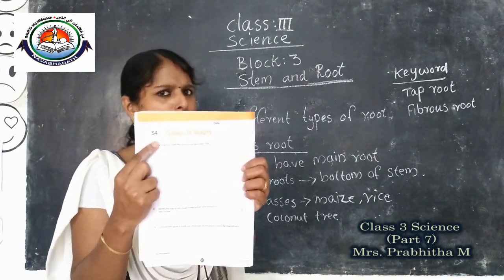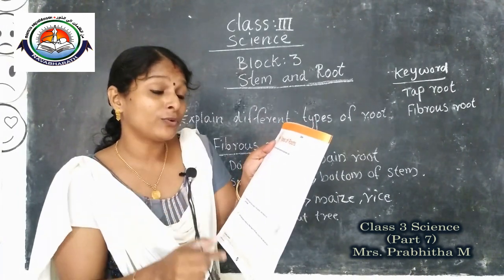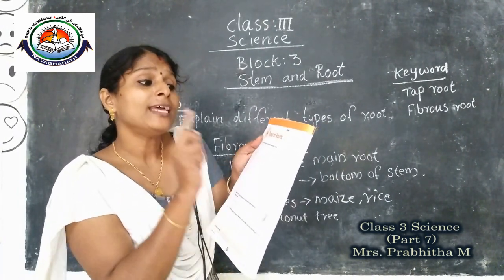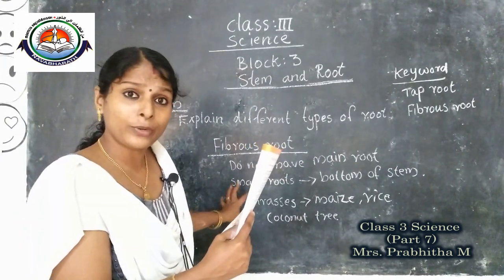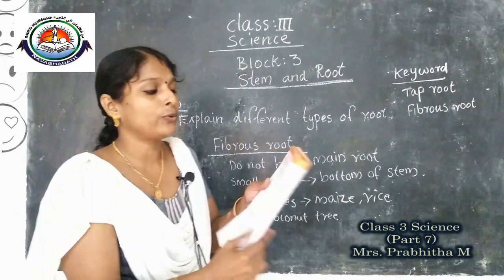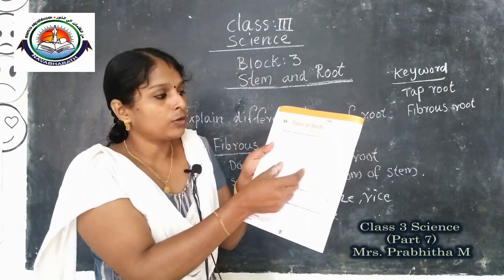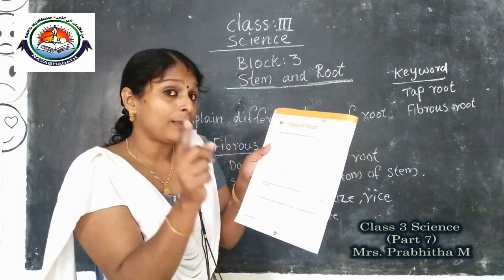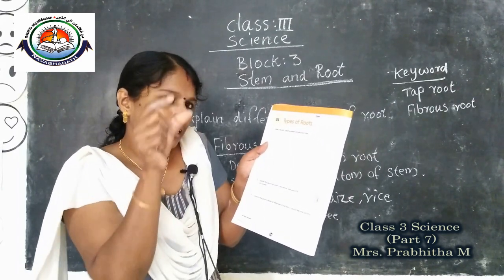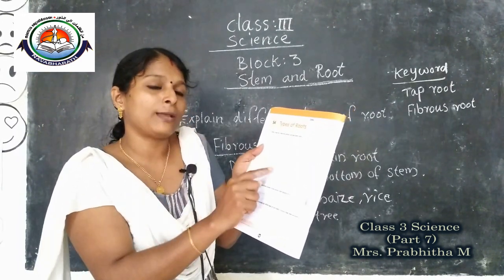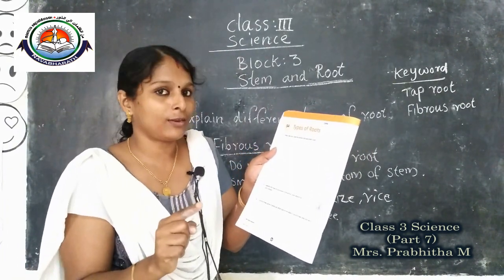Now we discussed two types of roots. So in the first column, what you have to do, children? Draw a taproot. I already drew and showed you, isn't it? You have to draw that picture in the workbook. Okay, and you have to label primary and secondary root. So which is primary root? Yes, that thick strong root is the primary root, and the small roots we can see are secondary roots.